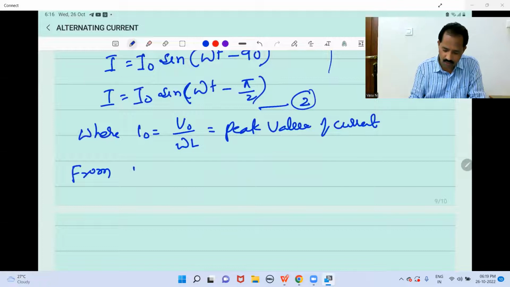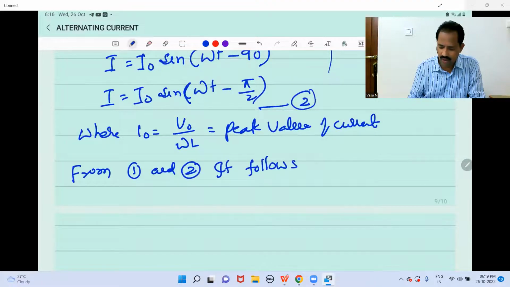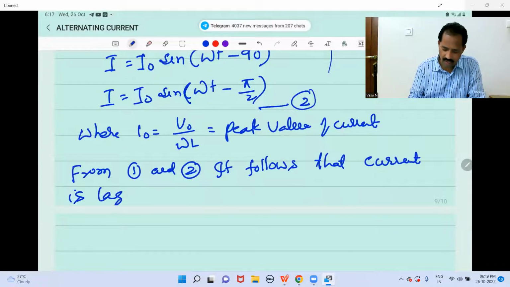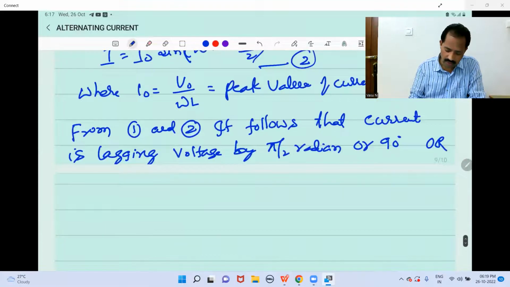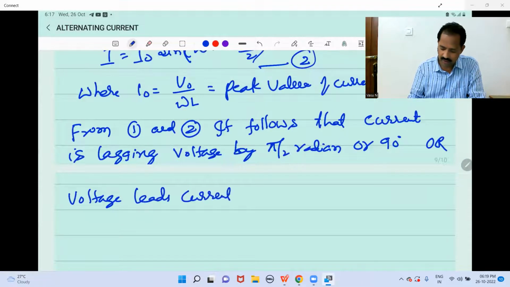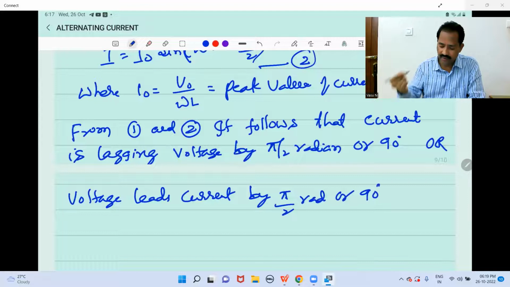So from equations 1 and 2, it follows that current is lagging voltage by pi by 2 radian or 90 degree, or voltage leads current by pi by 2 radian or 90 degree.